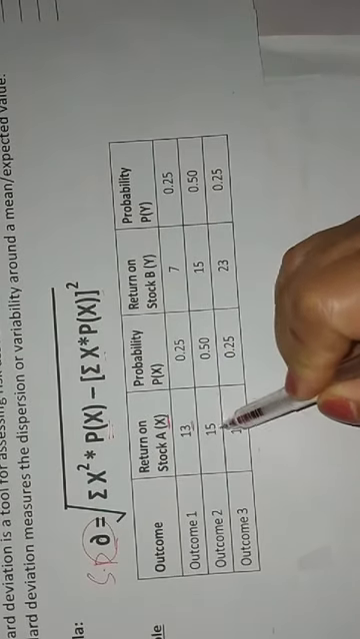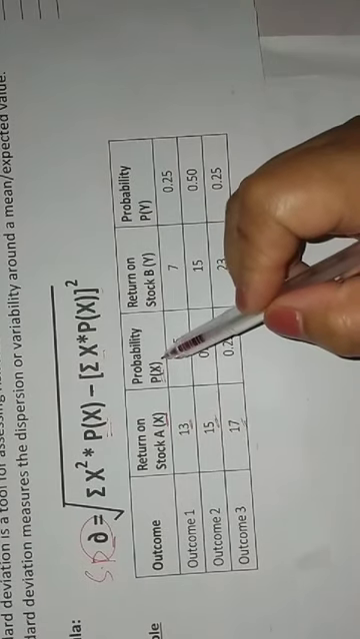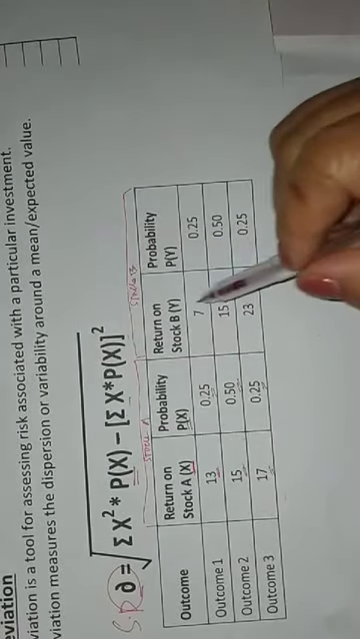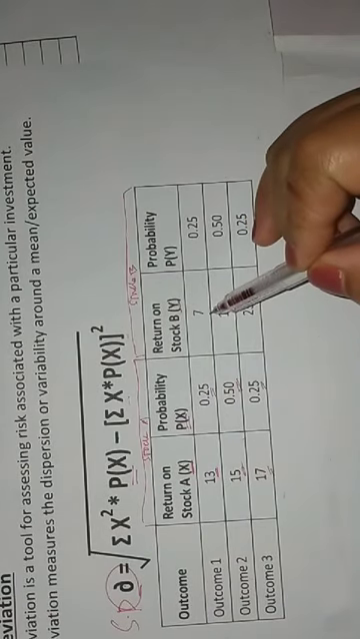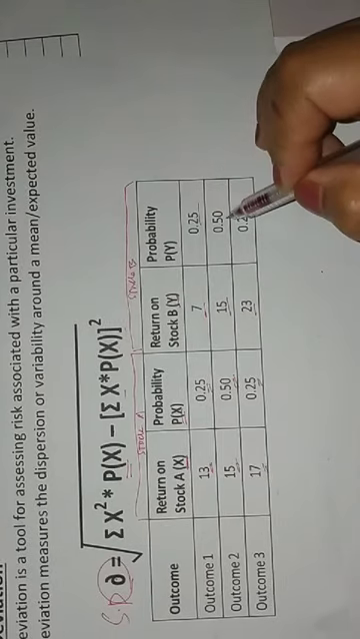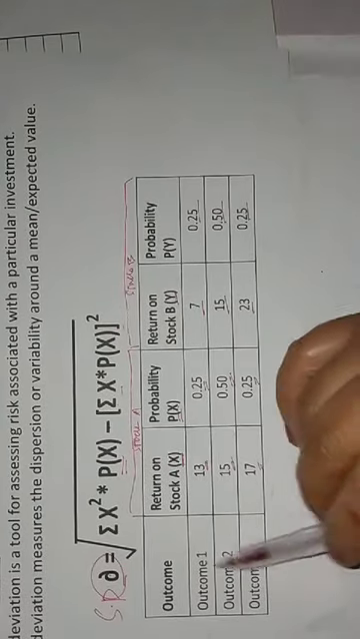So, let's have an example of the standard deviation formula. We have outcome 1, outcome 2, outcome 3. The return on stock A, or X, is 13, 15, 17. And then p(x), the probability, is 25%, 50%, 25%. The other example is stock B. For stock B, Y is 7, 15, 13, and then the probability is 25%, 50%, and another 25% based on the outcome, okay?